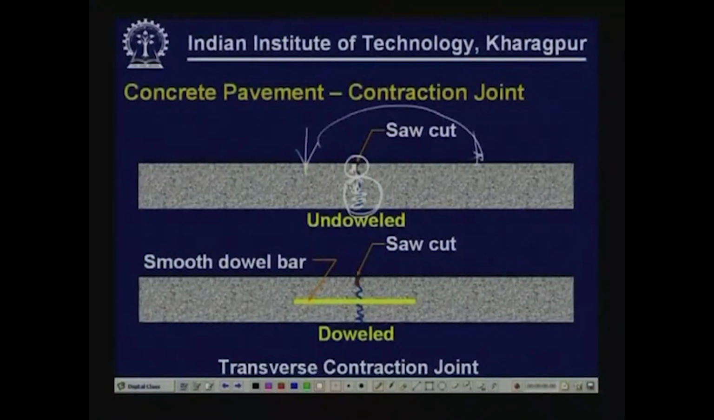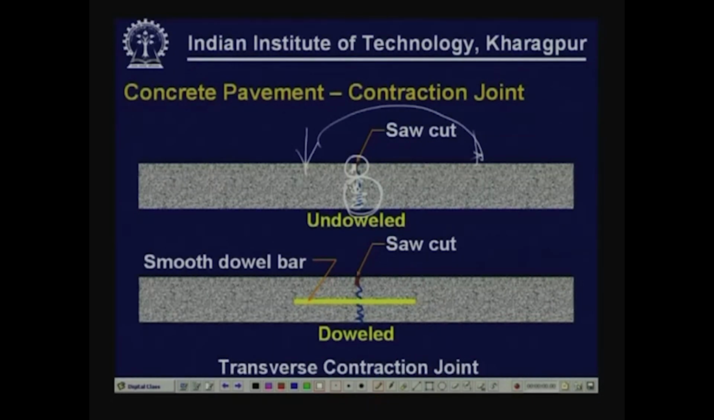So, in the first mechanism where there is only a saw cut and then you have a crack that is developing in this concrete pavement, which is the undowelled contraction joint, we are depending on load transfer through the granular interlocking mechanism at this joint.